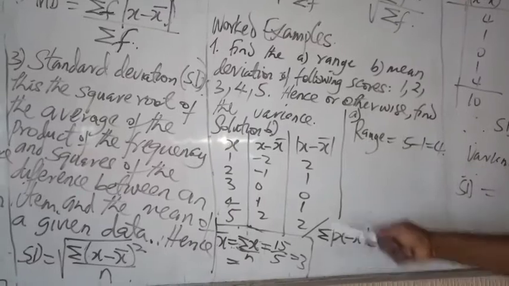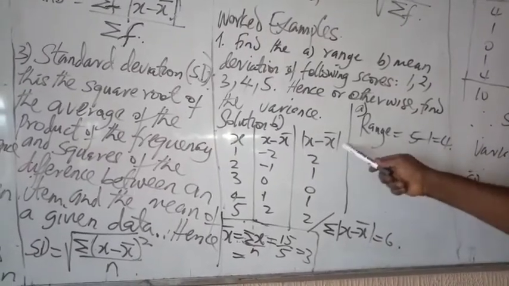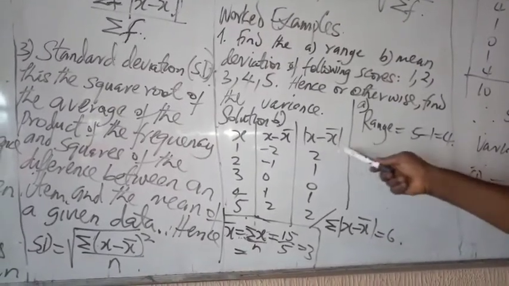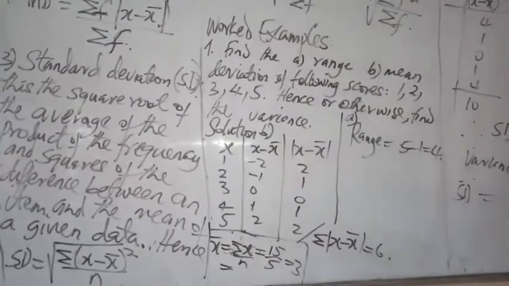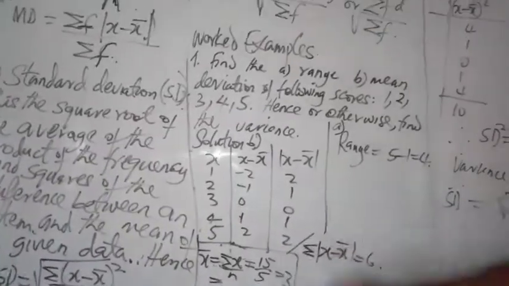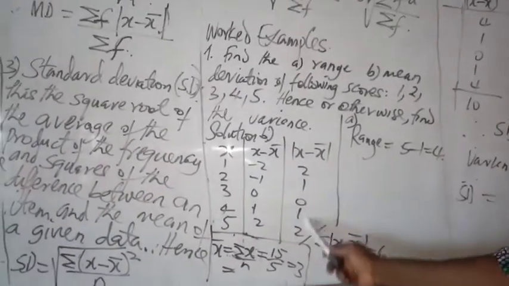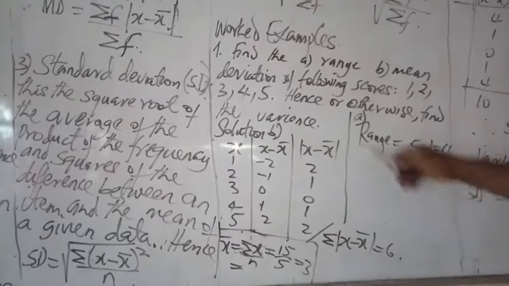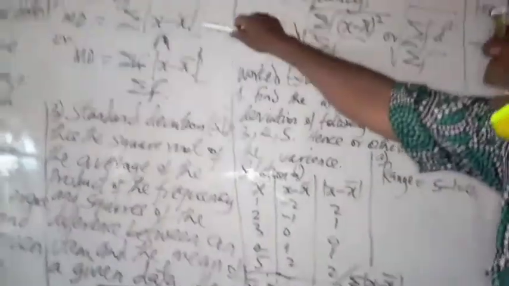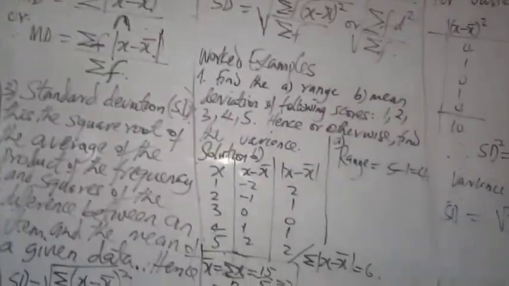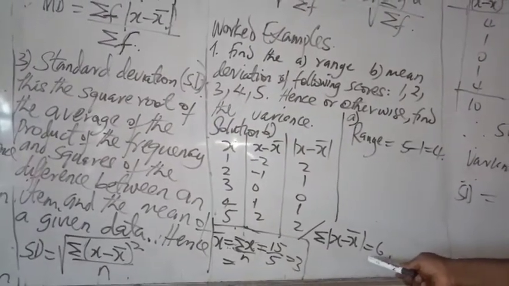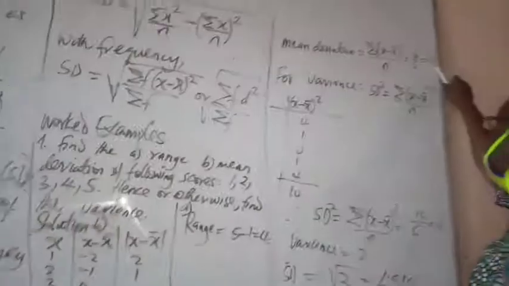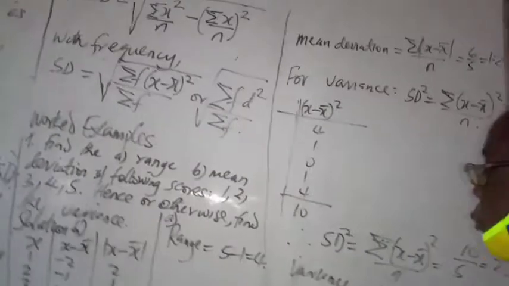Then those two lines, I told you their function: to convert the negative to positive. So this minus 2 becomes 2, this minus 1 becomes 1, 0 remains 0, 1 remains 1, and 2 remains 2. So when you add all, looking at the formula at the beginning, it will give you 6. If you now divide 6 by 5, because there are 5 items, that gives you 1.2.